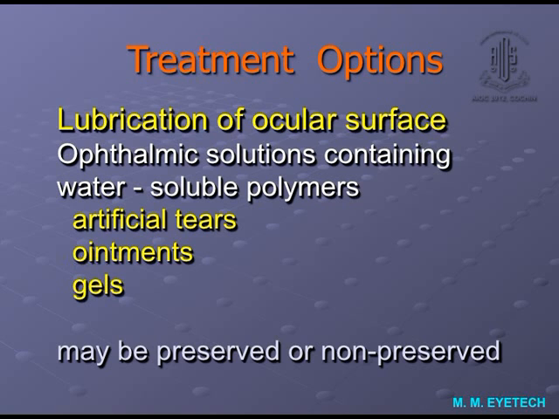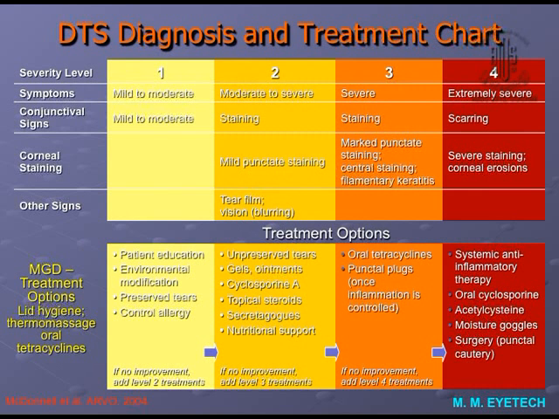based on the requirement. This is the treatment chart which has been laid down by the DEWS workshop, wherein they ascribed 4 levels of severity to this condition, levels 1, 2, 3, and 4, with differences in the symptoms and the signs, and based on the corneal staining and other signs as well, and the treatment options that were there for each of these levels of disease, and I'll go into these details in just a moment.